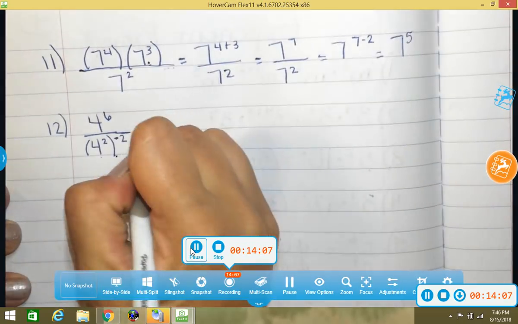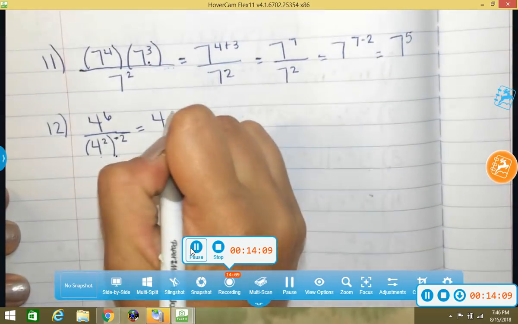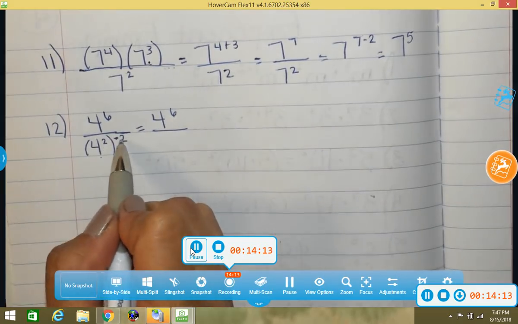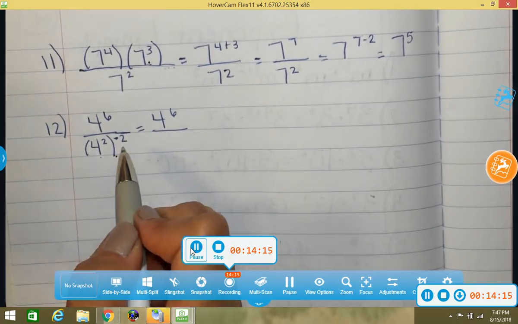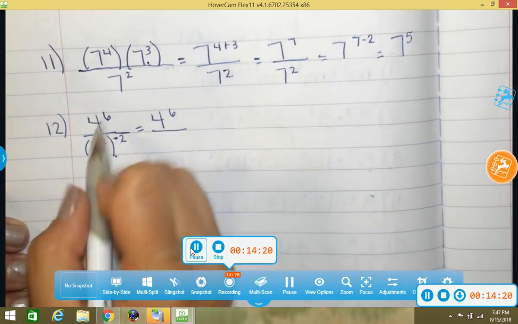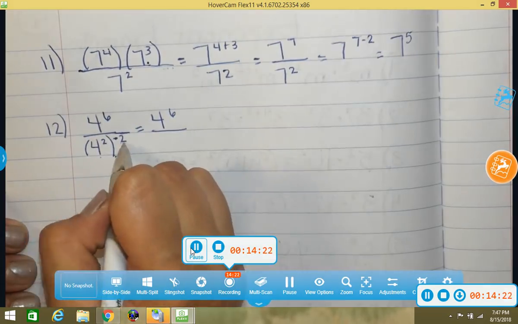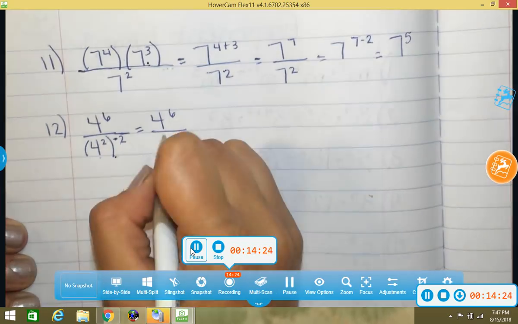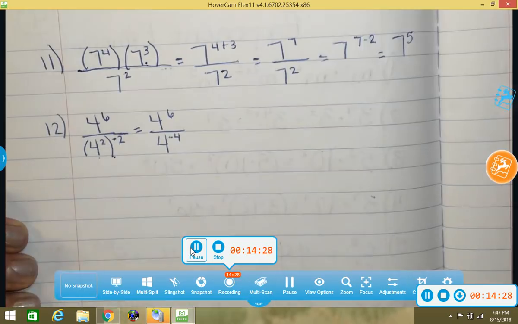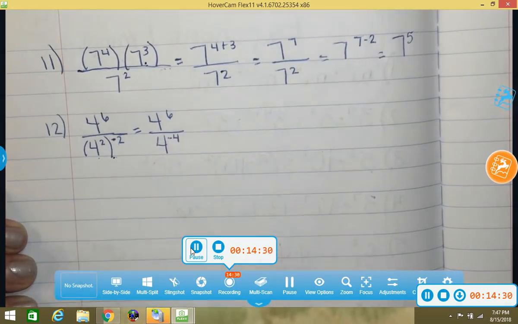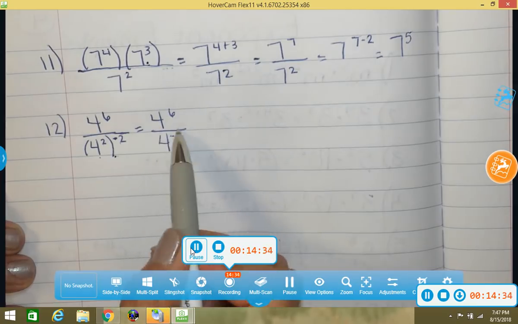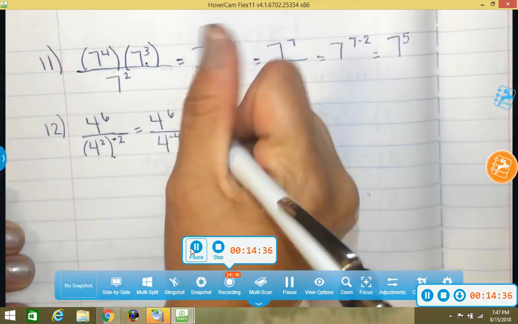Alright, so you should have noticed that it was a power to a power in the denominator. So when you have a power to a power, you know that you need to multiply it. So 2 times negative 2 is what you would do. What is 2 times negative 2? It's negative 4. So we have 4 to the negative 4th power. And now this is a simple problem because we know when we have like bases that are being divided that we need to subtract the exponents.